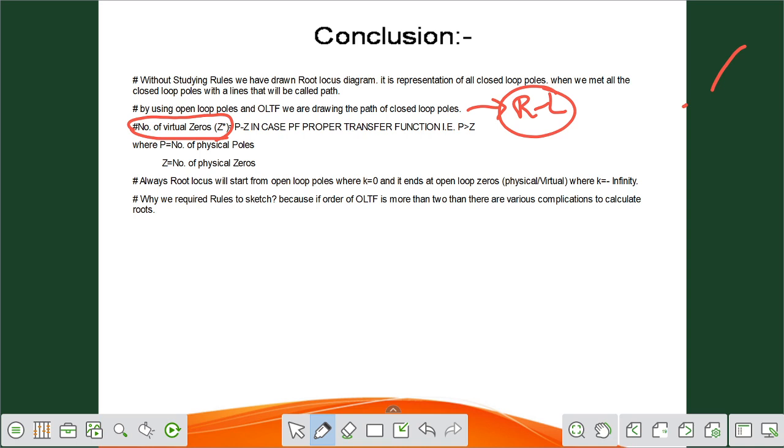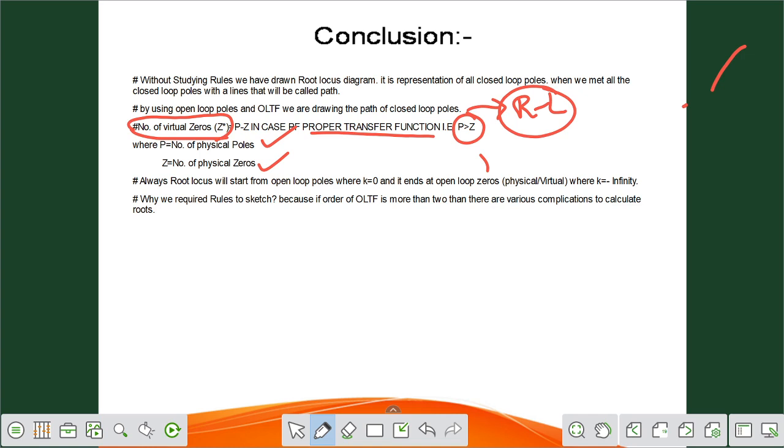Z star is equal to P minus Z. What is P? The number of physical poles. What is Z? The number of physical zeros. In the case of a proper transfer function, what is a proper transfer function? P greater than Z, which means poles should be greater than zeros. This is the proper transfer function. Basically, the other name is also strictly proper transfer function.